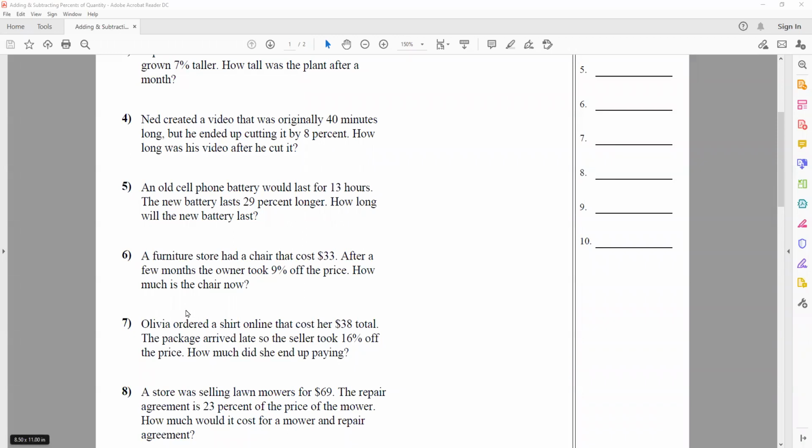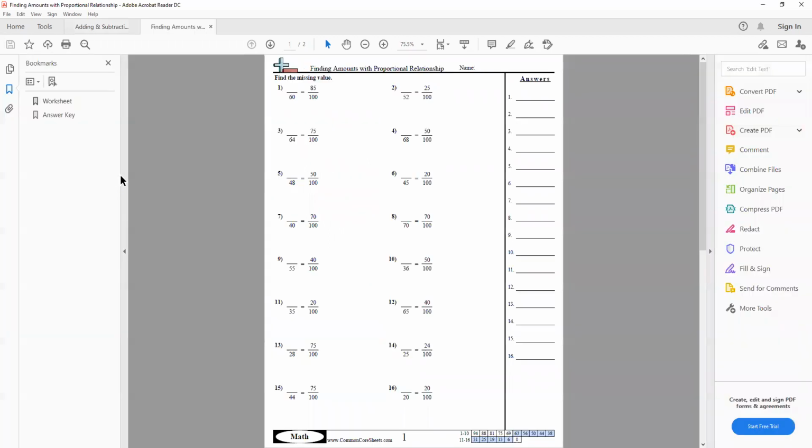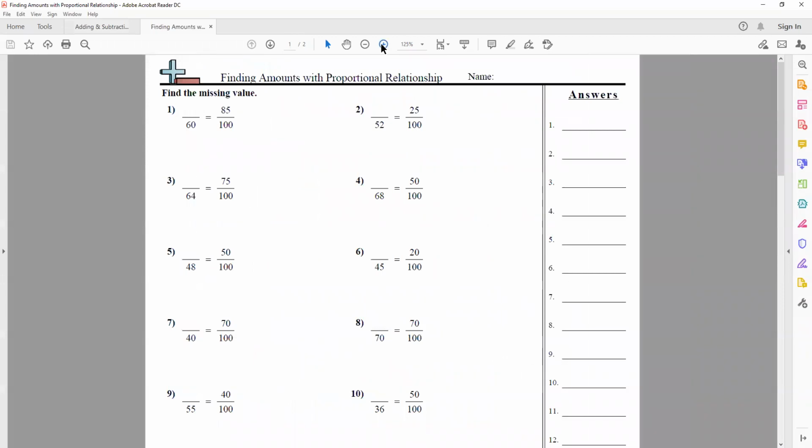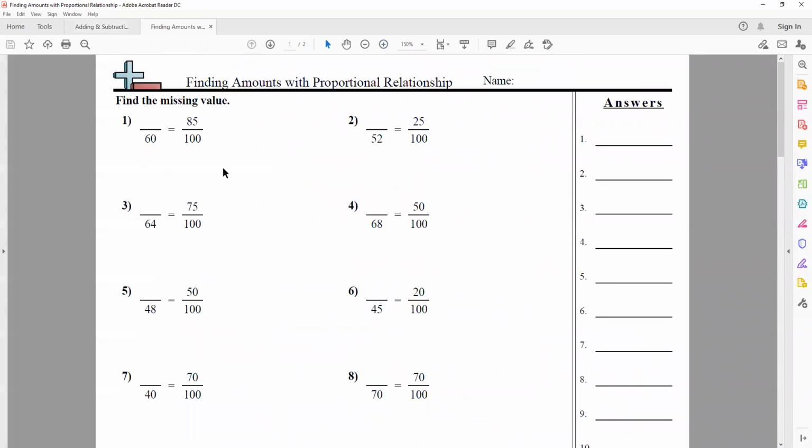Okay, so now let's move on to the next assignment. Finding amount reports. Oh, this one is easy. You can do it by yourself, right? Just cross multiply and divide, okay? I think you can do this. I'm not going to go over that.